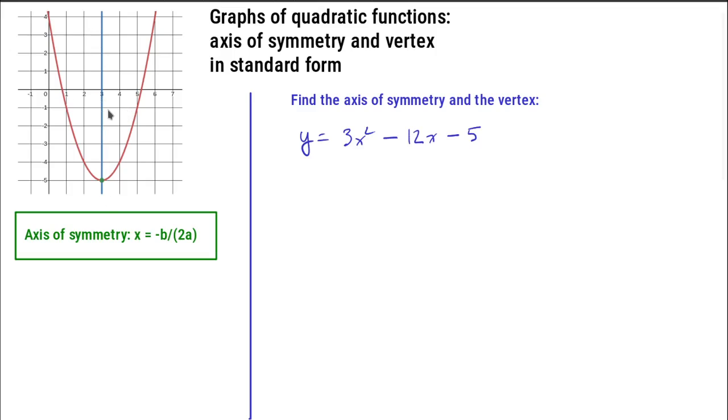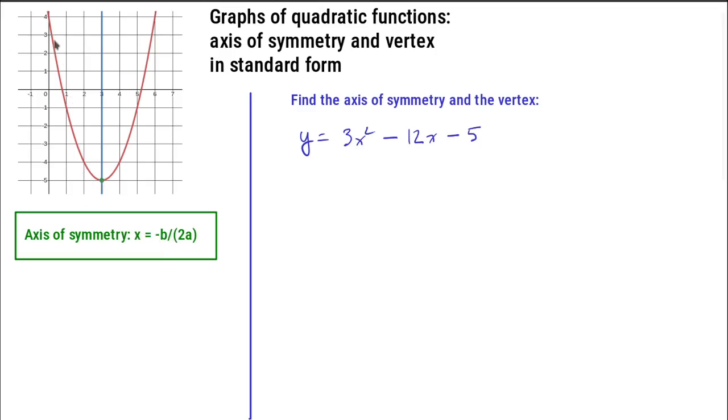and we can think of this blue line as the mirror we're reflecting across. And we can find that axis of symmetry if we know what the standard form of the quadratic equation is, just using the formula x equals negative b divided by 2a. That will always give us the equation of the axis of symmetry. And once we have that, we can use it to find the vertex.